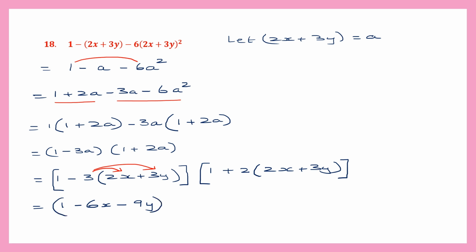Let's go to the other part. So here we have 1 plus, multiply 2 into 2x and 2 into 3y. So 2 into 2x is 4x plus 2 into 3, 2 3s are 6, 6y. So this is our answer. 1 minus 6x minus 9y, 1 plus 4x plus 6y.